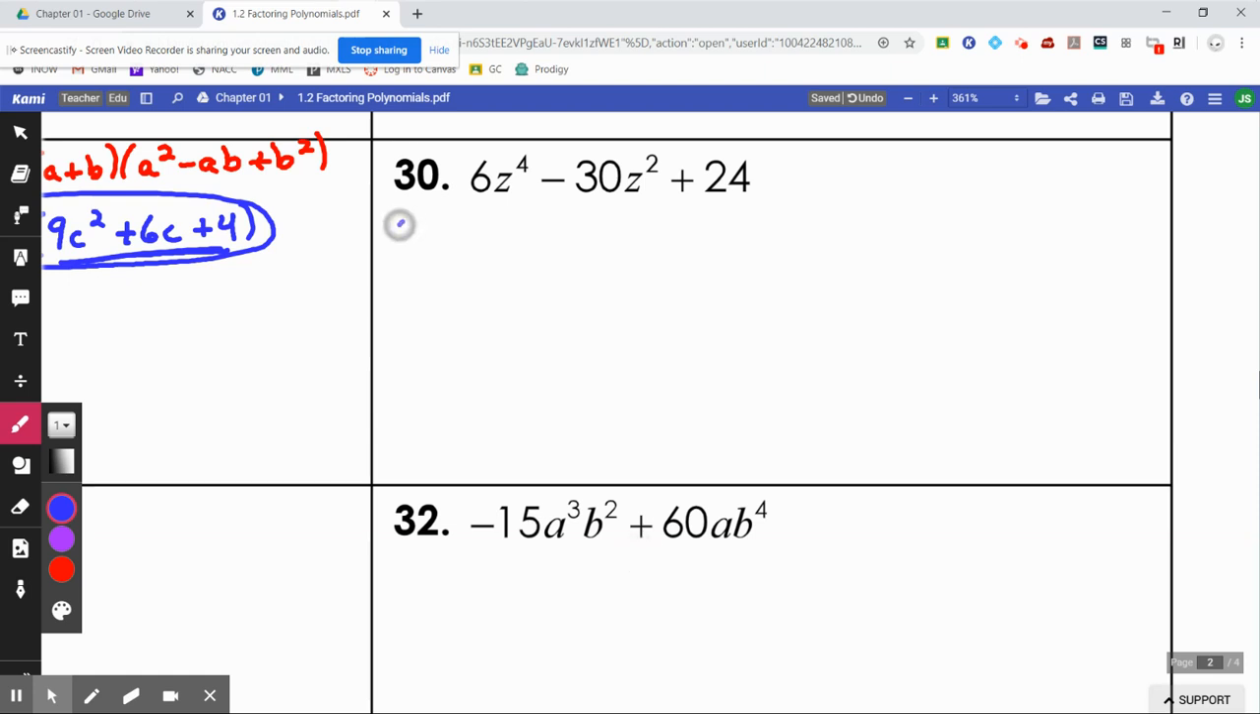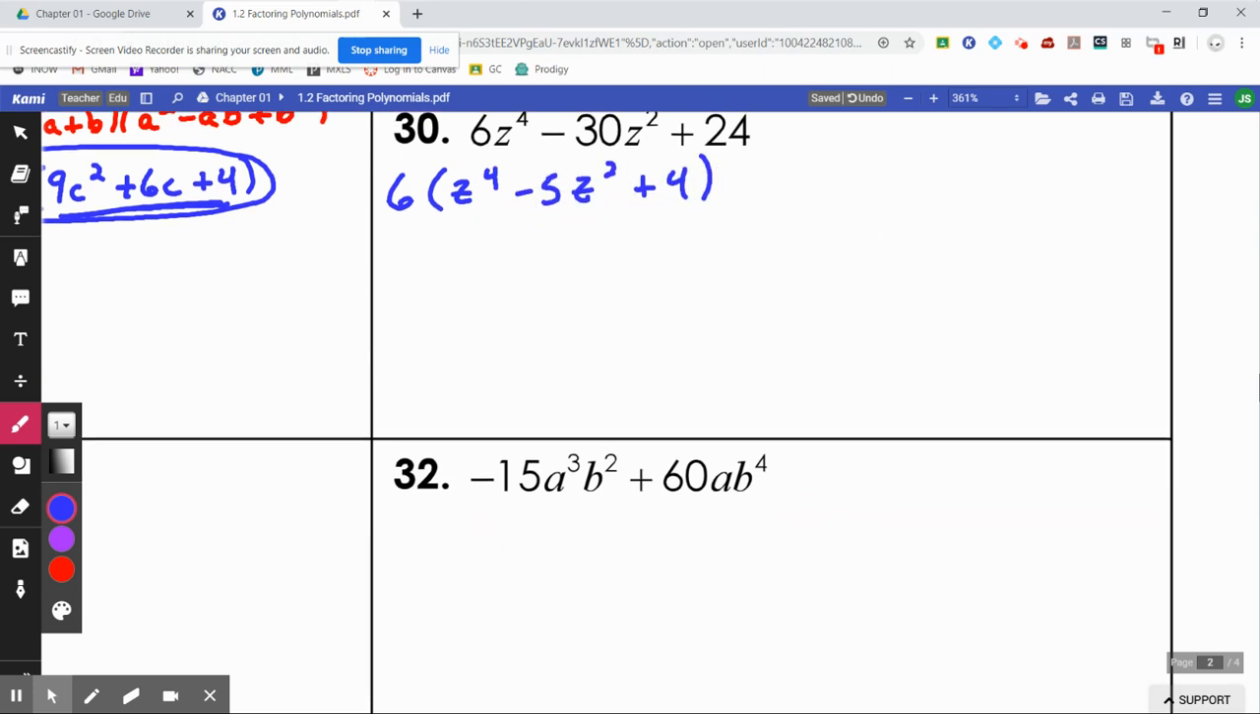Next one, we have a 6 in common. That's your GCF. We're left with z to the 4th minus 5z to the 2nd plus 4. The stuff inside might factor again. Let's try 2 sets of parentheses. Since it's a quadratic trinomial, z squared and z squared gives you the z to the 4th. Adds, multiplies will be a negative 4 and a negative 1.